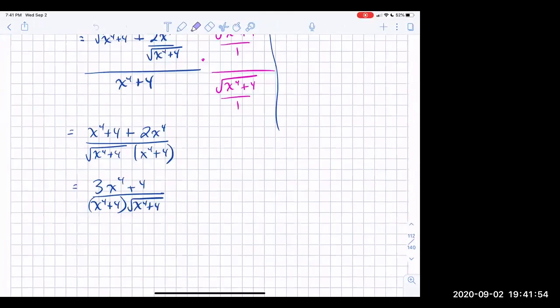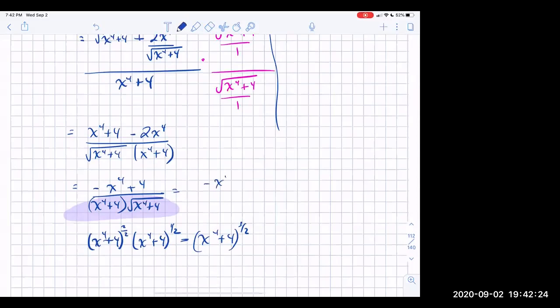So does everybody get that this part here is like saying x to the fourth plus 4 to the 2/2 times x to the fourth plus 4 to the 1/2, right? Which makes it x to the fourth plus 4 to the 3/2. Okay? So my minus here messed me up. And so that'll just be negative x to the fourth plus 4 over x to the fourth plus 4 to the 3/2. And that's a better answer.